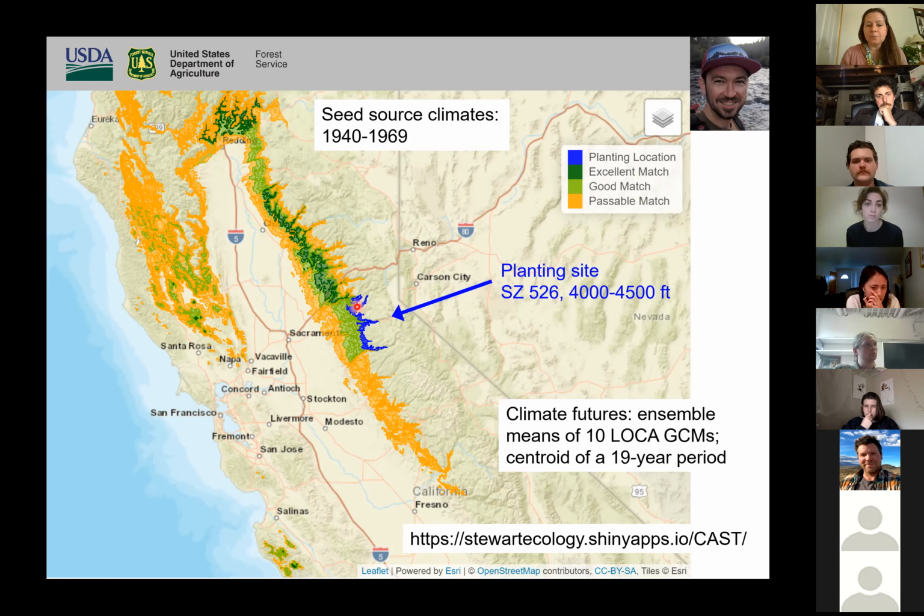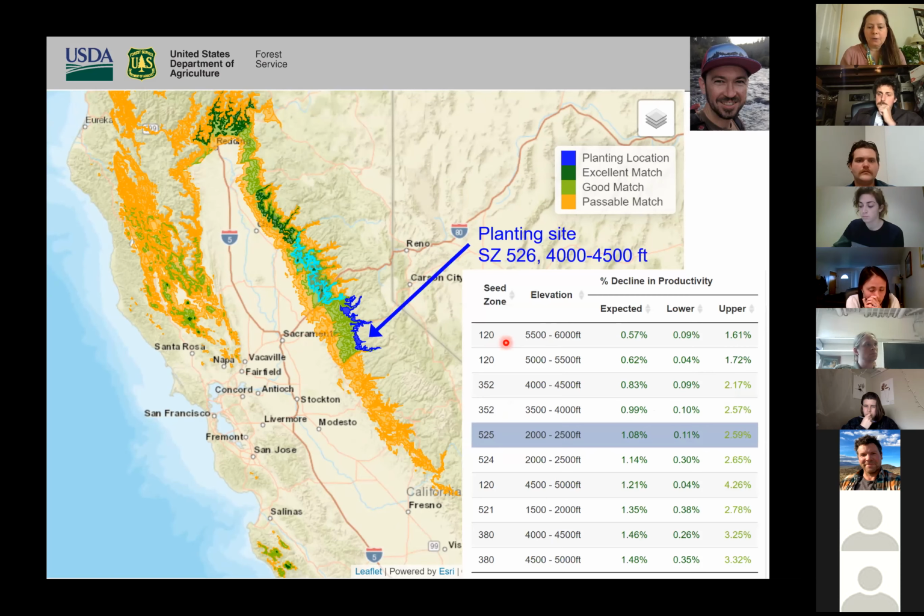Now the future climates for the planting sites, we use the means of 10 LOCA GCMs, the centroid of a 19-year period. And here is the website for the tool if you want to look it up yourself. So the tool generates a report, and it shows you what the best matches are across California, and it gives you the expected decline in productivity for each of these matches. So for this seed zone 526, now these two seed zones here, actually 120 is down here and then 352 is this one right here.